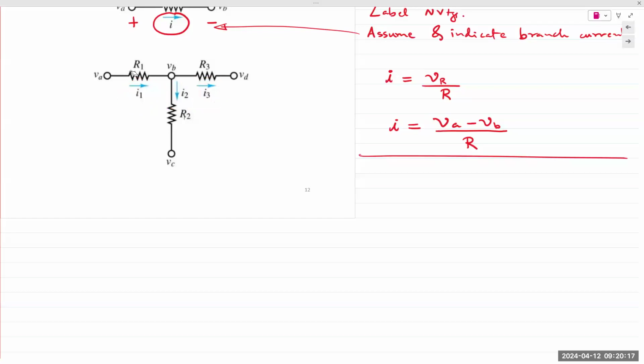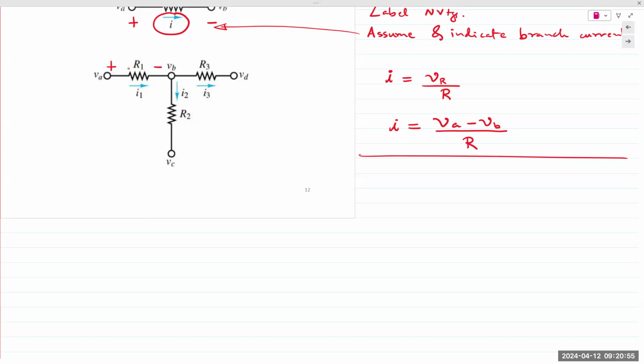Based on these given current directions, or the assumed current directions, I can state current I1 is flowing from VA to VB. So VA is plus, VB is minus for resistor R1. For resistor R1, node A is higher than node B. So VA is plus, VB is minus. It's critical to understand this, otherwise your solution will be incorrect. Any questions?